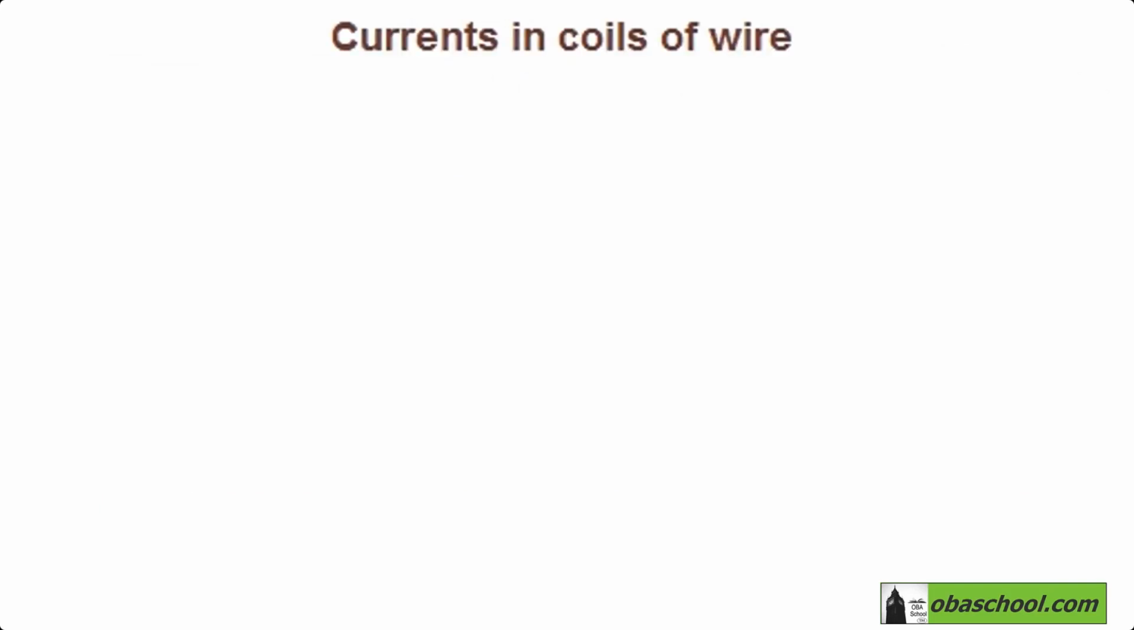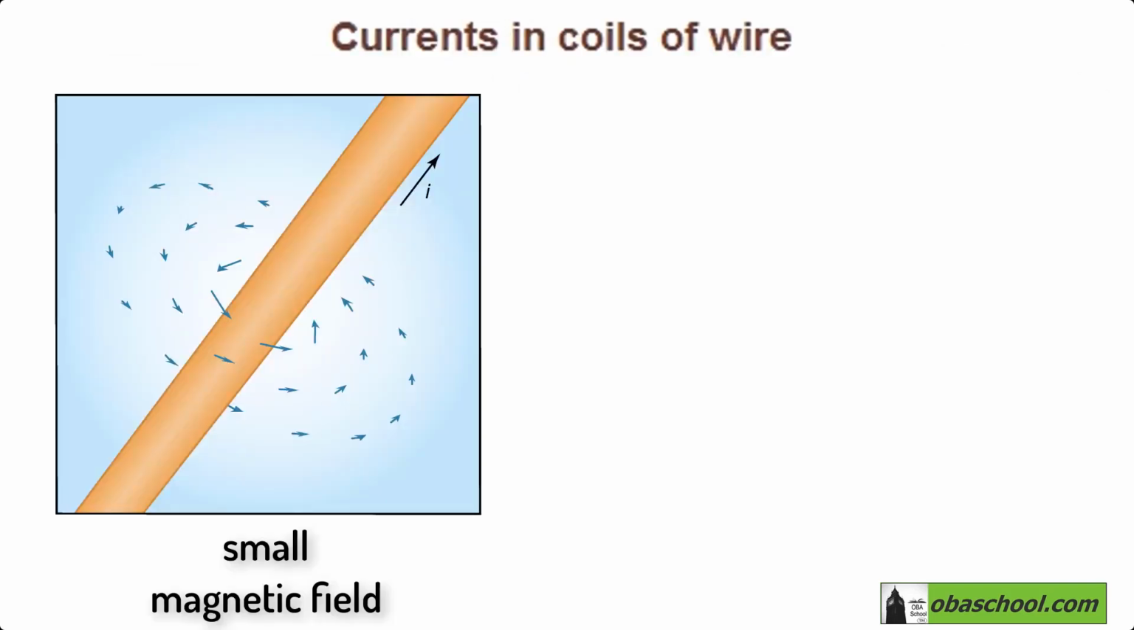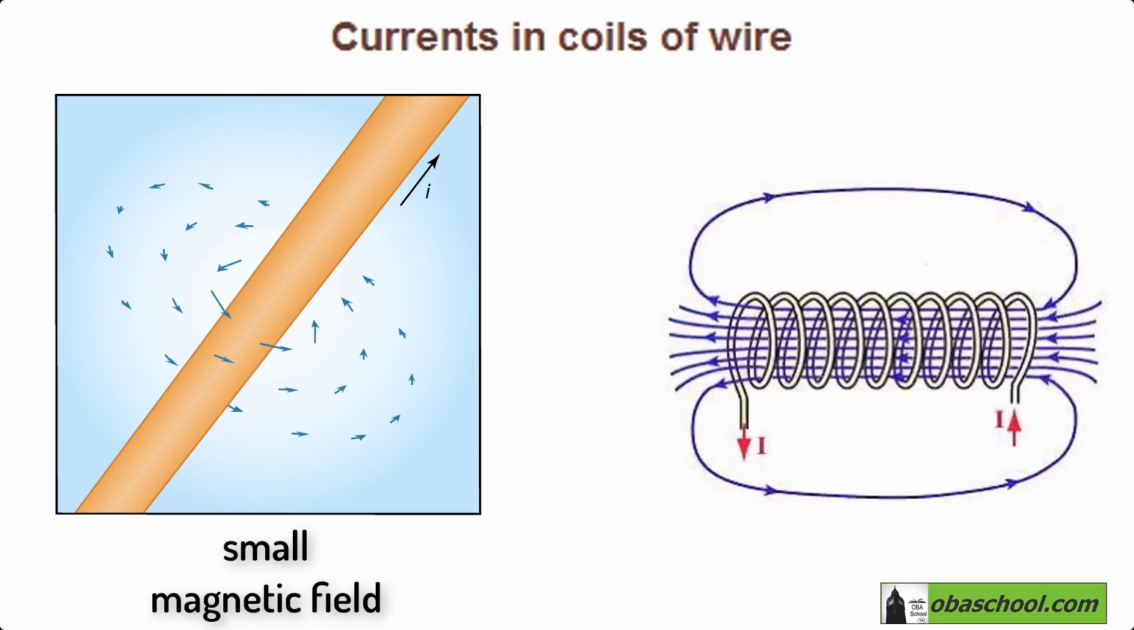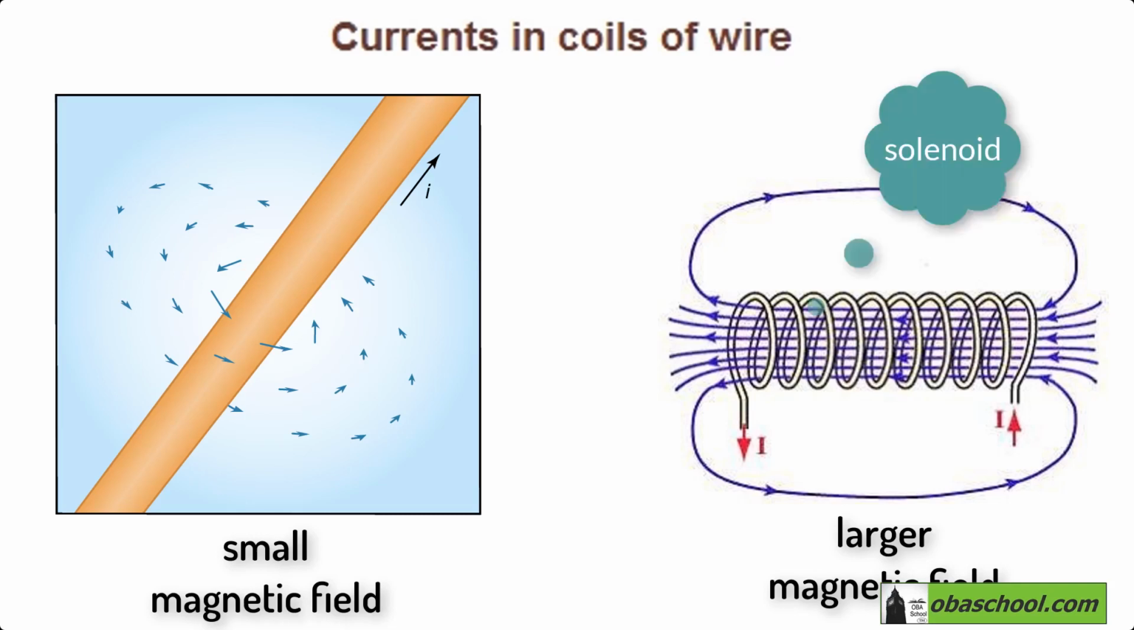Around one wire, the magnetic field is not very large. For a much larger field, we put lots of wires next to each other. And the easiest way to do this is by making the wire into a coil, which is called a solenoid. And the magnetic field around the solenoid is much similar to the magnetic field around a bar magnet.